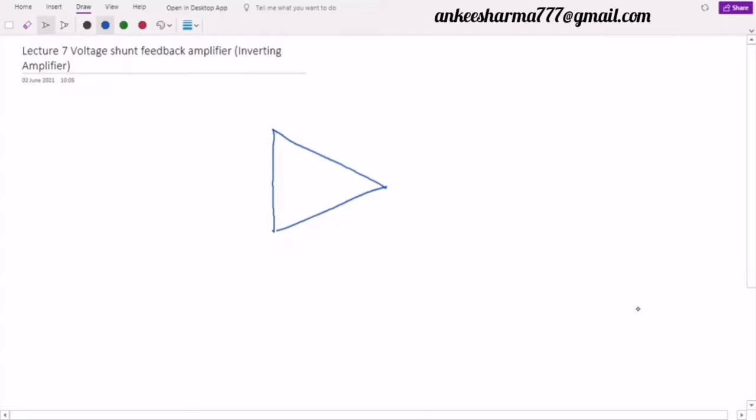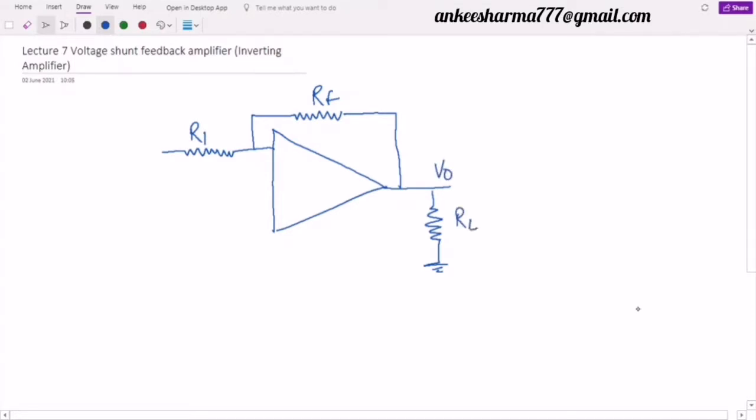Voltage shunt means the output will be taken in the form of a voltage, and it will be sent back to my input in shunt, meaning in parallel. So how I will connect it, this is important. If I draw a negative feedback over here, this is my simple negative feedback, where I am going to use these two resistances RF and R. So whatever the voltage, for example, if this is my V0, and I am taking this load resistor RL, then across the load resistor will be my output voltage V0. This voltage with respect to the ground must be sent back to my input.